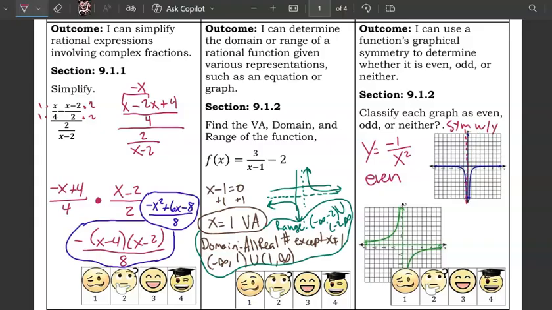And then the other one is going to be y equals negative 1 over x. This one's odd. It's symmetric with the origin. You wouldn't have a function that's symmetric with the x-axis because it would no longer be considered a function.